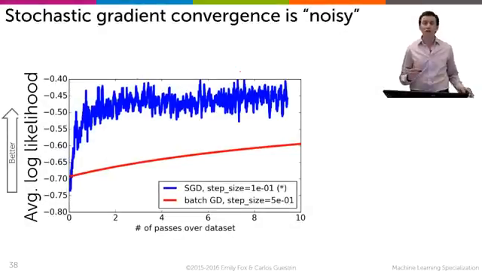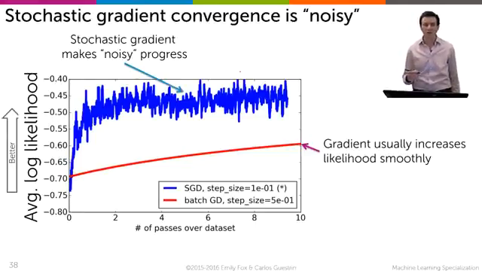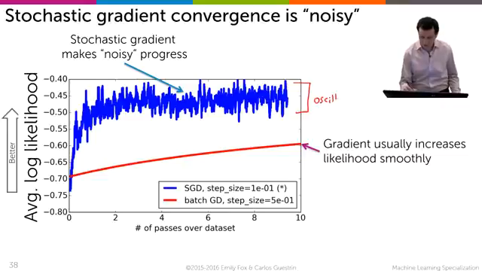Another view of stochastic gradient oscillating around the optimum can be viewed in this plot, the one we've been using for quite a while. And you see that gradient is smoothly making progress, but stochastic gradient has this noisy curve as it makes progress, and as it converges, it's oscillating around the optimum.